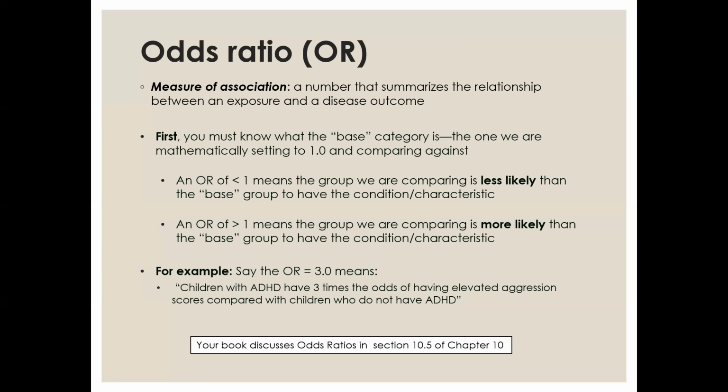Here, another interpretation: we're looking at children with ADHD, and we find that they have 3 times the odds of having an elevated aggression level compared to those who do not have ADHD. So that odds ratio means that the risk or the odds or the exposure to that condition is much greater. So when you're testing for something, you're always looking for a high odds ratio. That's what you're looking for to see the difference. But if you have an odds ratio less than 1, then the odds of having that condition are lower.